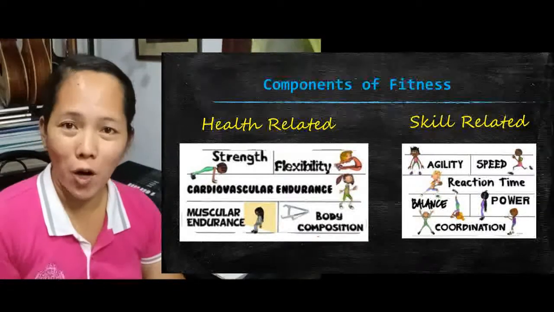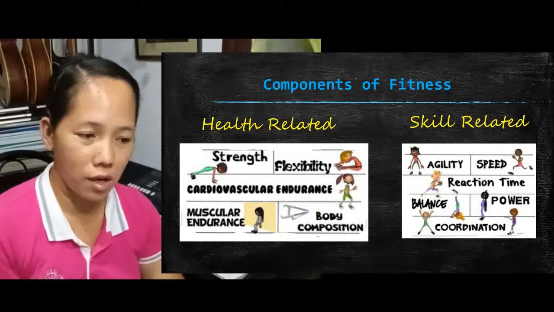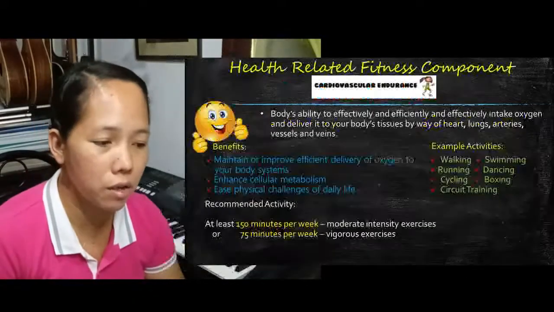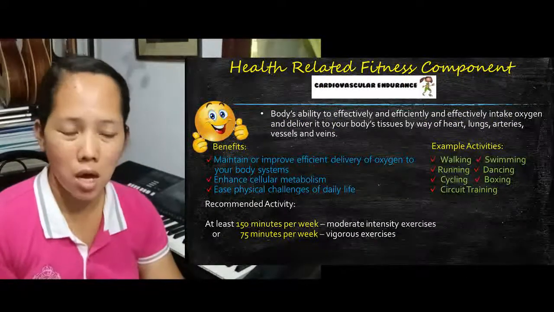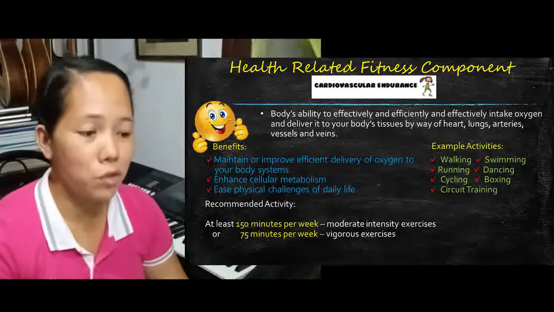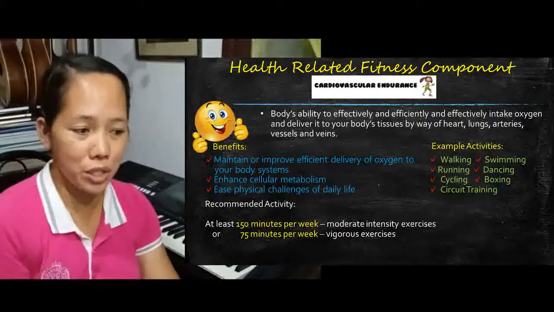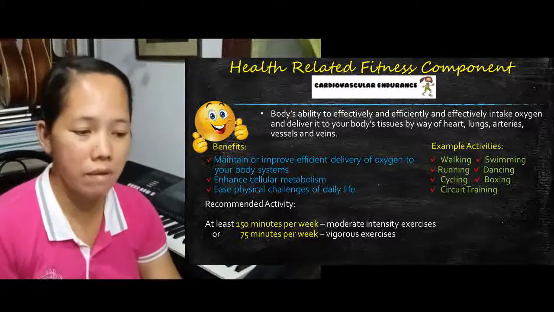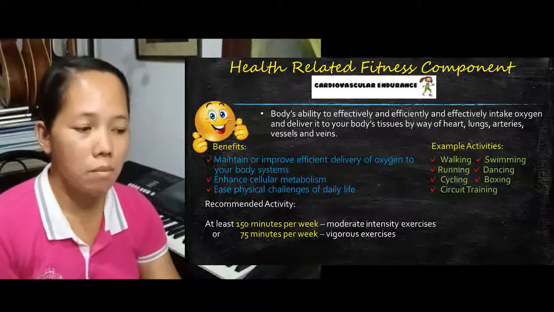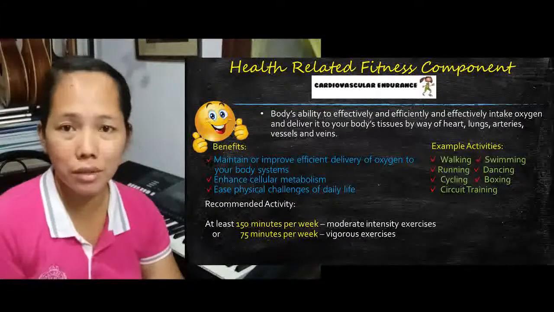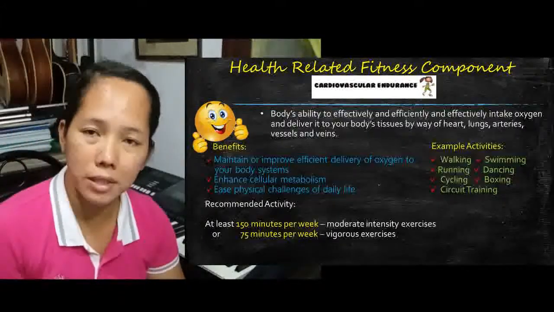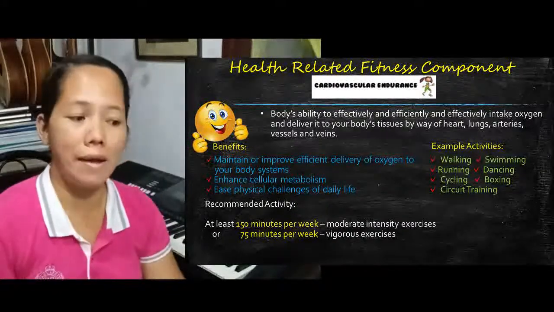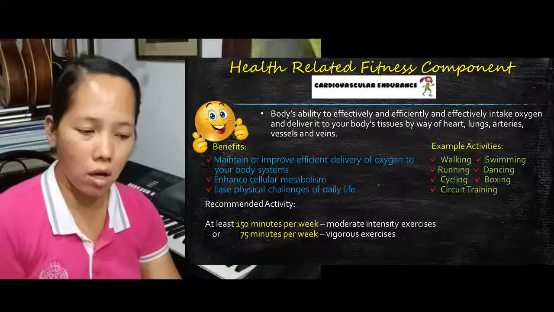Now, let us start with the first health related fitness component. Let's talk about cardiovascular endurance. So, what is this? It's the body's ability to effectively and efficiently intake oxygen and deliver it to your body's tissues by way of the heart, the lungs, arteries, vessels, and veins. So, effectively and efficiently intake oxygen.